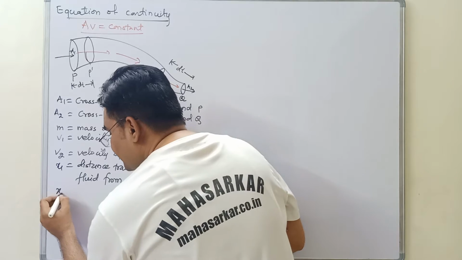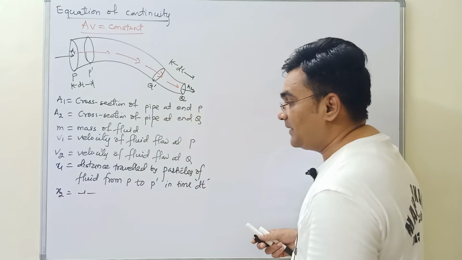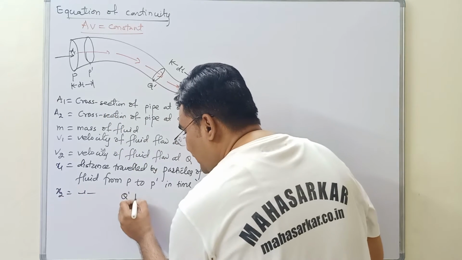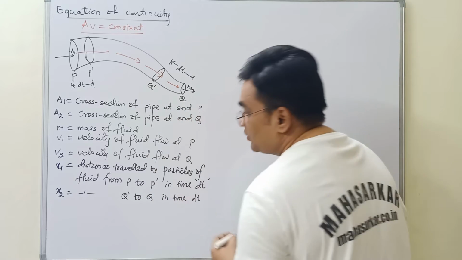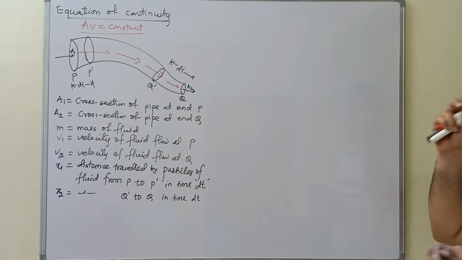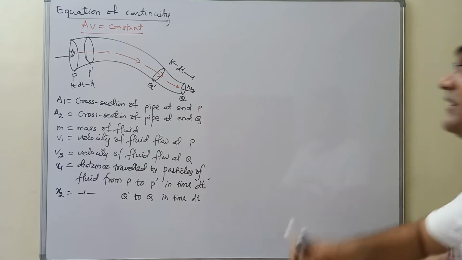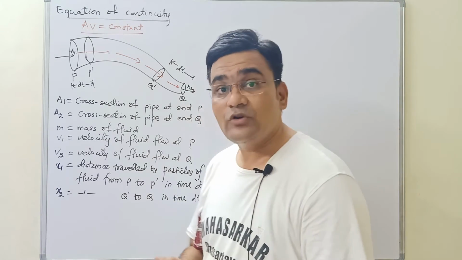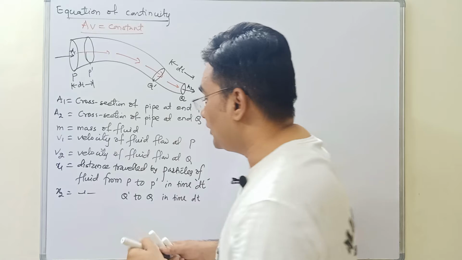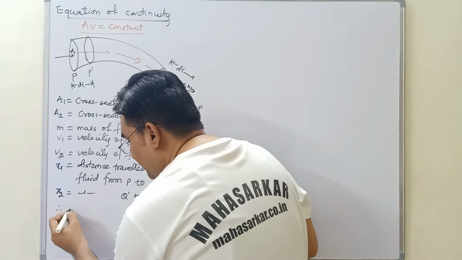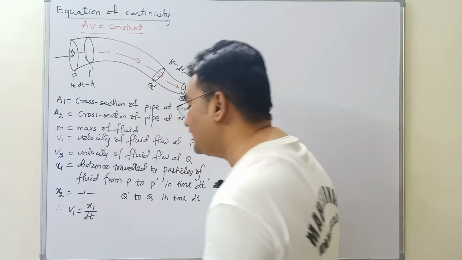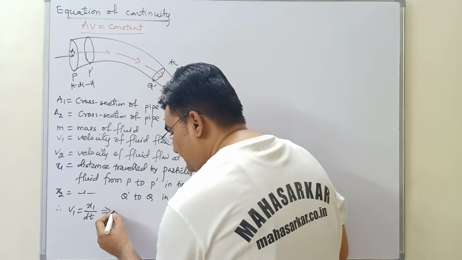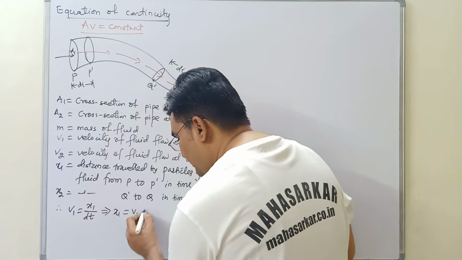Similarly, let x2 be the distance traveled by the particles of fluid from Q dash to Q in time dt. They are traveling distances x1 and x2, but the time interval is the same. So if I want to write the formula for velocity, what will I write? Therefore v1 is equal to x1 upon dt. From this I can say x1 is equal to v1 into dt.